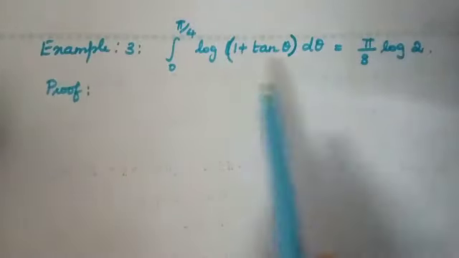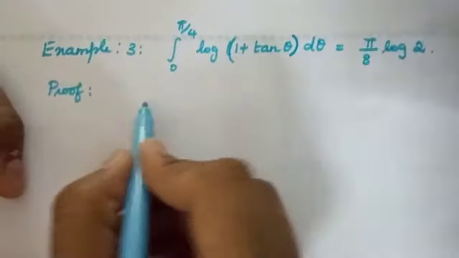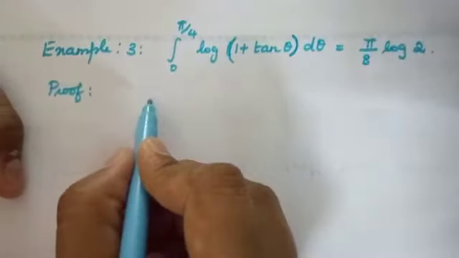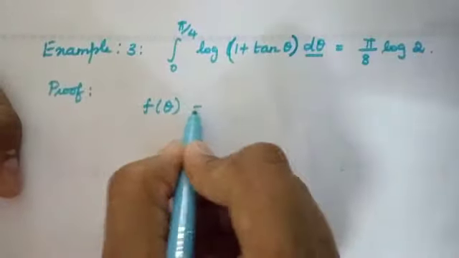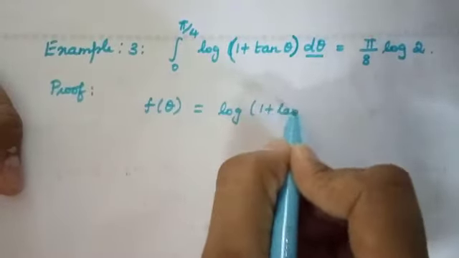So we are going to use property number 5 to solve this problem. As in the last video, where I explained a problem using property number 5, here also I am going to use that property. Here we have the integrand f of theta, which is log of 1 plus tan theta, and a is equal to pi by 4.